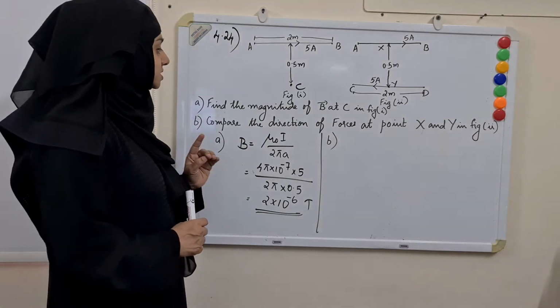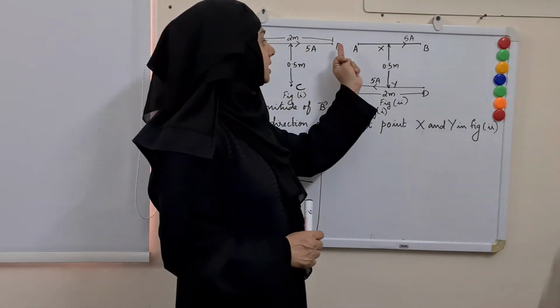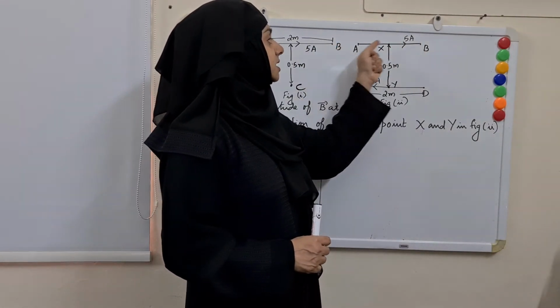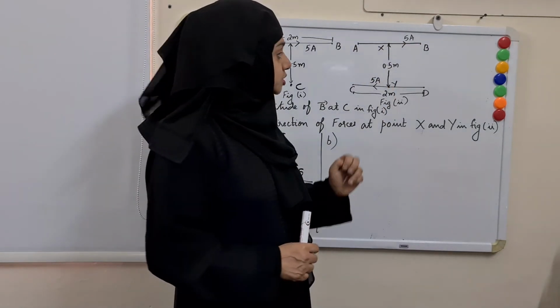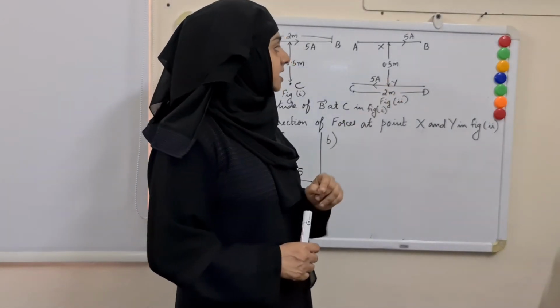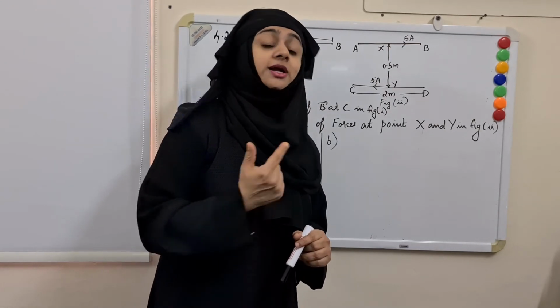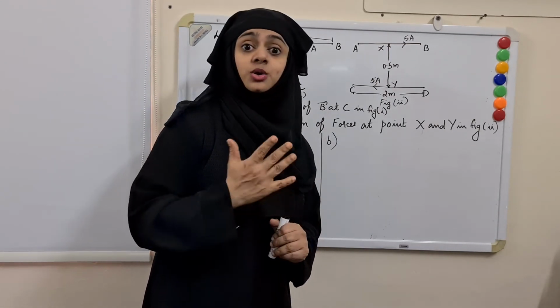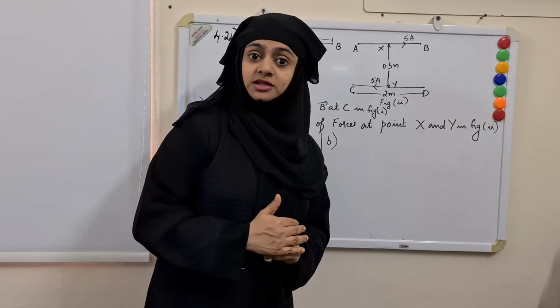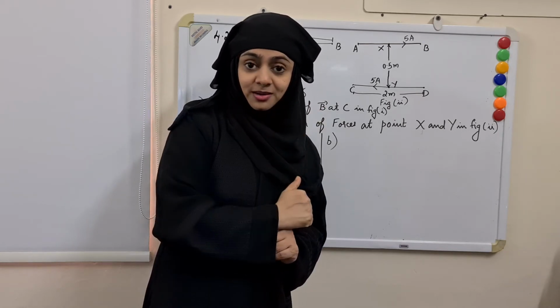So let us first take this wire AB. It's a current carrying wire. So at this point Y, there will be a magnetic field produced by the current carrying wire. How can we find the direction of the magnetic field? By right hand thumb rule.